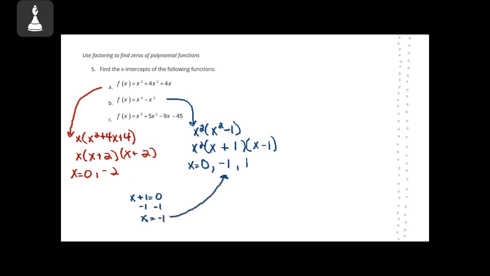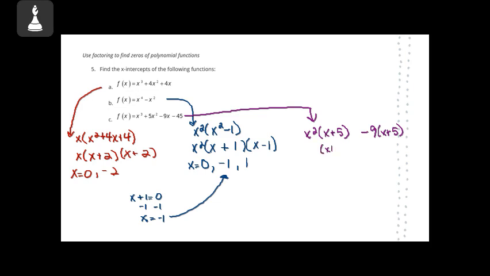And then the last one has 4 terms. So 4 terms means I'm going to do grouping. So x cubed and 5x squared, I can take out x squared. It's going to leave me with x plus 5. Now I want to be left with x plus 5 over here. So what did I pull out? Well, I pulled out a negative 9. Because negative 9 times x is negative 9x. Negative 9 times 5 is negative 45. So I have x plus 5 and then x squared minus 9.